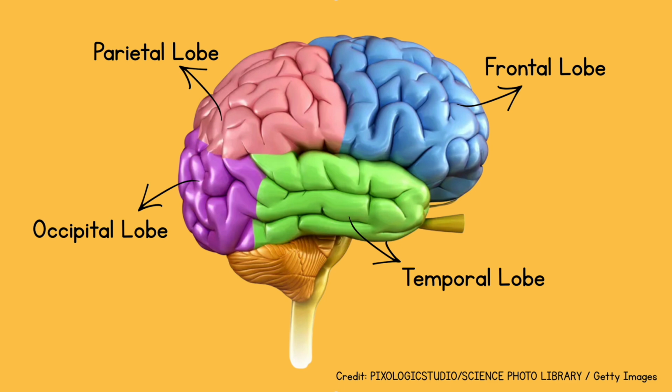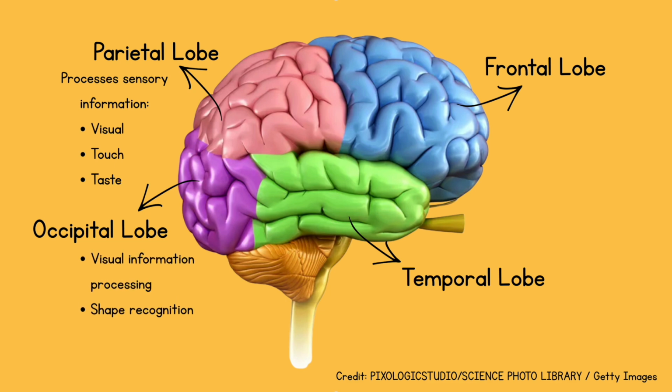But the parietal lobe deals with processing sensory information like that of vision, touch, and taste. The occipital lobe processes visual information, and specifically when it comes to shape recognition, facial recognition, and object recognition. It's unique because the eyes are located at the very front of the brain underneath the frontal lobe, yet the occipital lobe, the part of the brain that processes visual information, is all the way at the back. So that might be something you can use to help you remember its function because it's a bit unique.